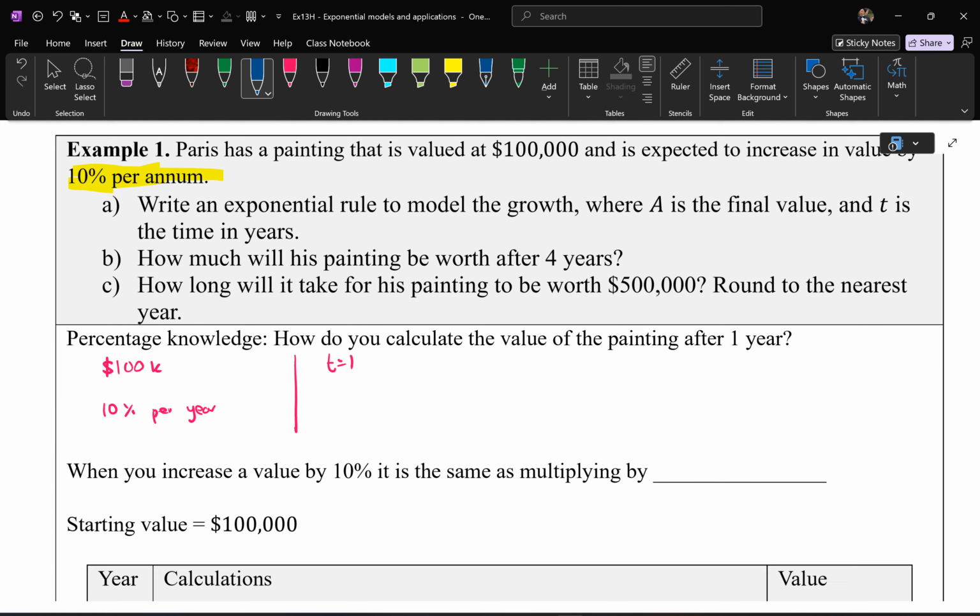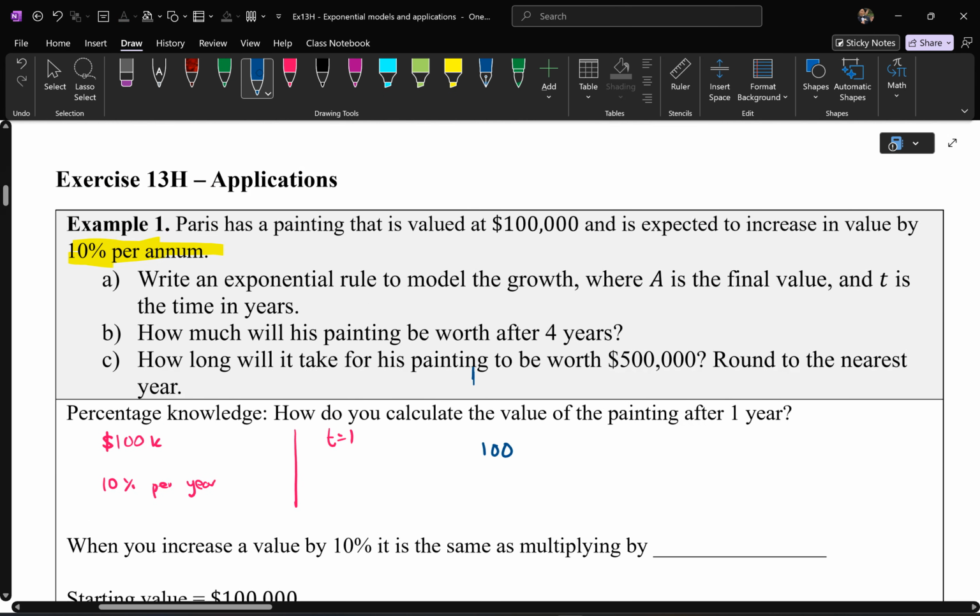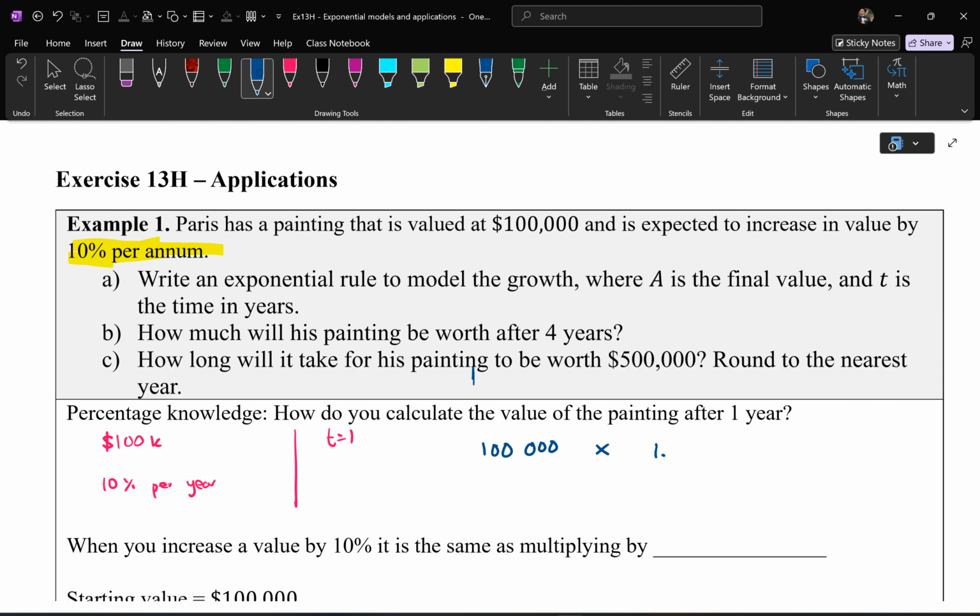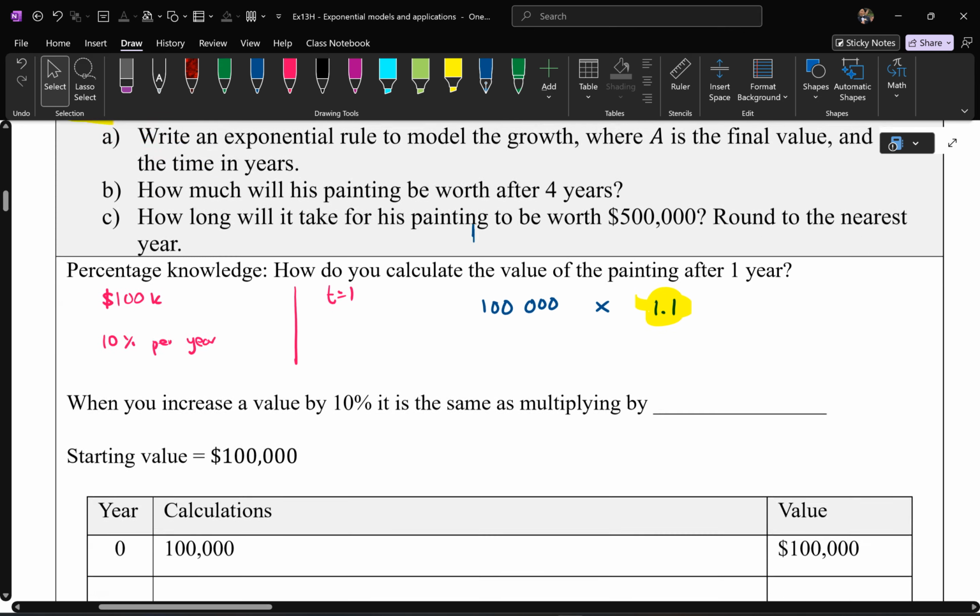Okay, say that again. So you said $100,000. And you said times by? Why 1.1? This is the key. This is where I'm actually wanting you to understand where it comes from, because that's where exponentials come in. But a lot of students don't see that bit. Where does 1.1 come from? Do you know, Anthony? It's like 10% is the big one.